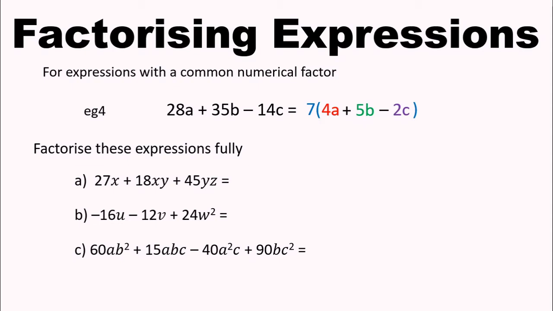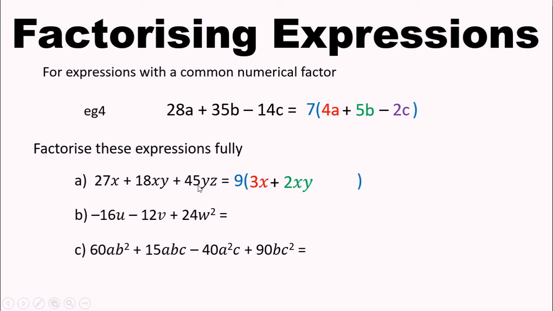So my first step for question A, find that common factor. What can I divide 27x, 18xy, and 45yz by? I can divide them all by 9. So my highest common factor, I put outside the brackets, and inside the brackets, I look for my factor pairs. When I did 27x divided by 9, 27 divided by 9 is 3, so that would leave me with 3x inside the brackets. My second term is a positive term, so I'll put plus, and 18xy divided by 9, well, 18 divided by 9 is 2, so that would be plus 2xy.